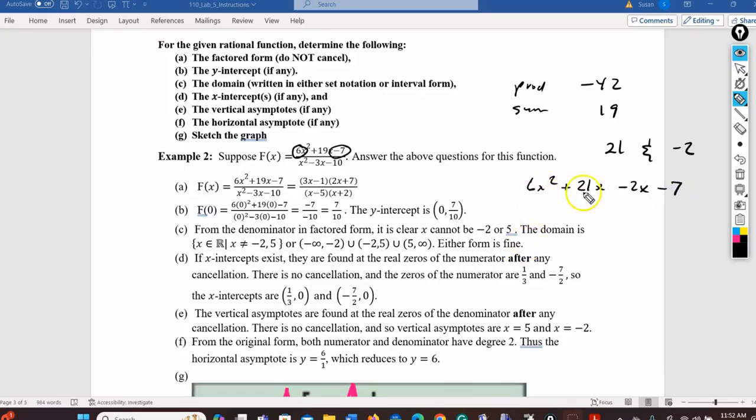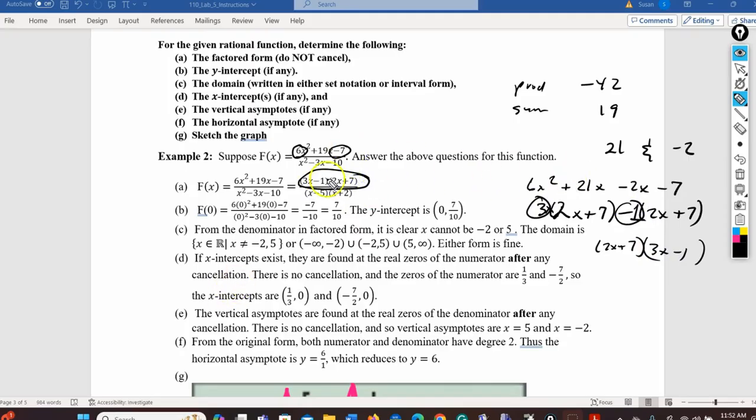Okay, so they have a 3 in common and an x in common. So that leaves me with a 2x plus 7, and then these have a negative sign in common, and so if I factor it out, I get that. And so I'm going to have a 2x plus 7 in common, and then what goes in here? 3x minus 1, which is what we have there.